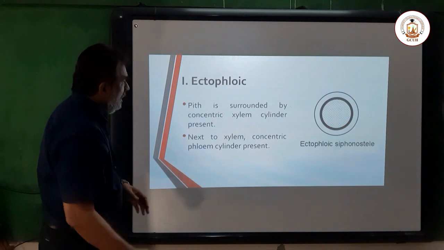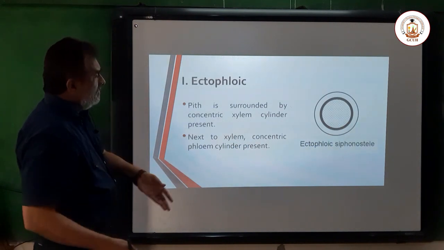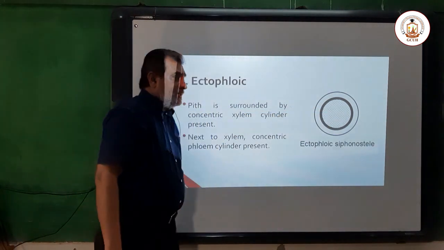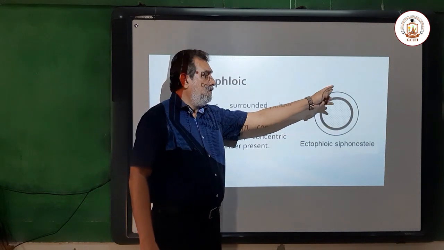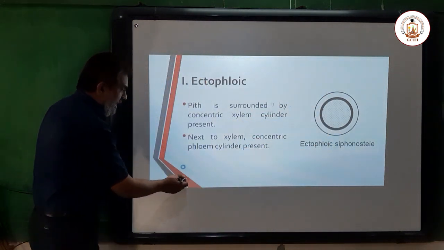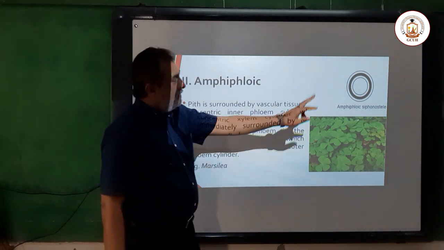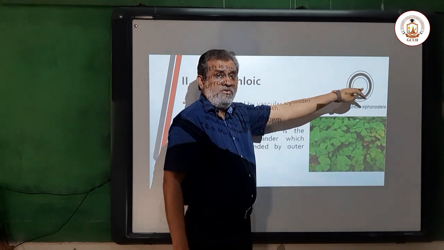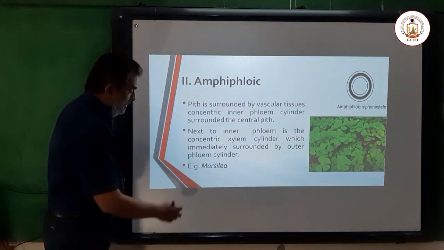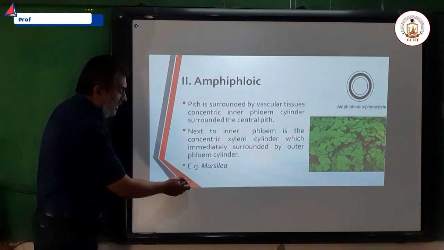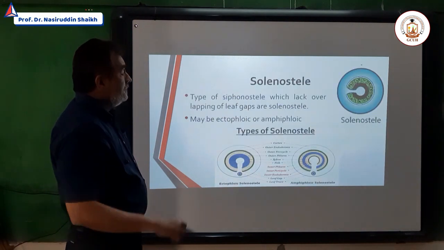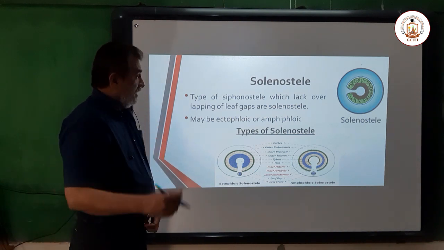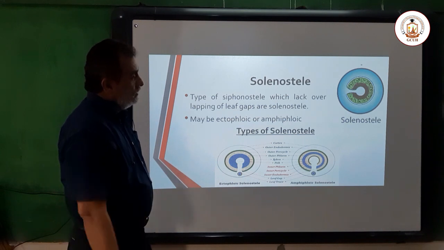After that, if we come to another one, the ectophloic type, the same is here as we have discussed earlier: the pith is here, xylem is here, phloem is here, and so on. Next, here you will see the pith is here, phloem is here, xylem is here, phloem is here again, and that is the same. It is found in Marsilea of the Pteridophyta. So, let us see. Now you will see the gaps.